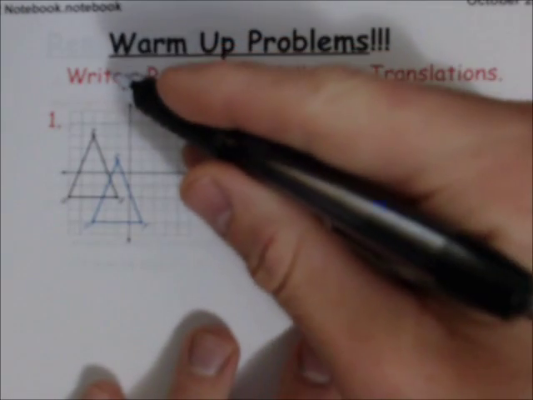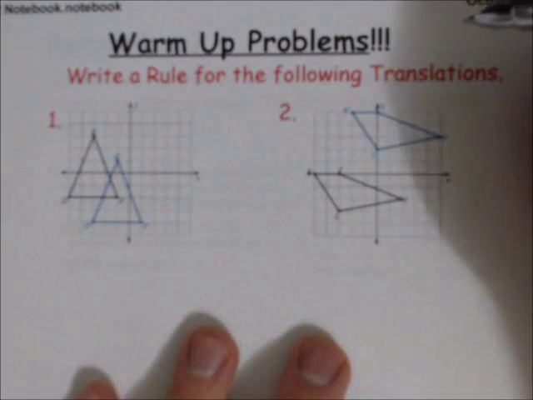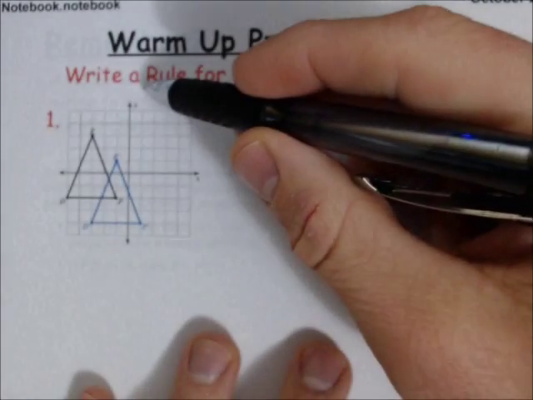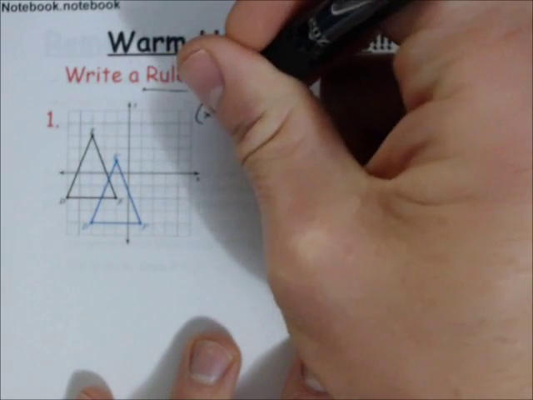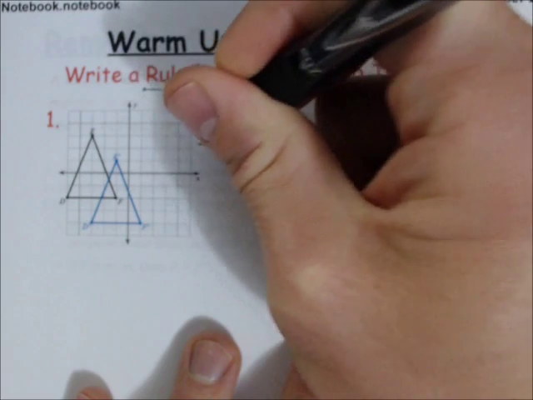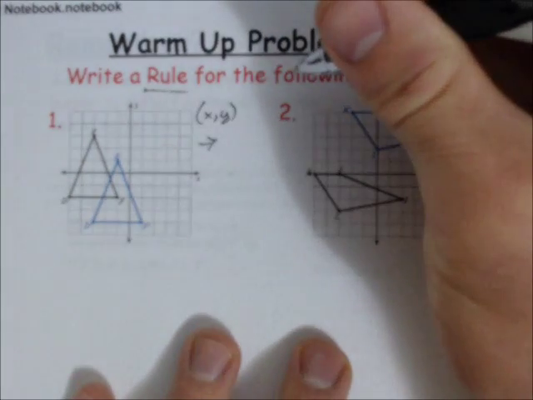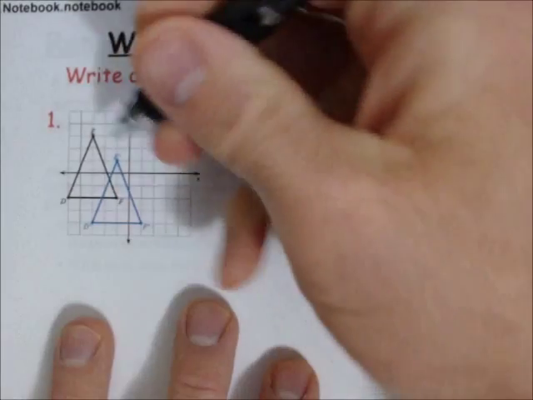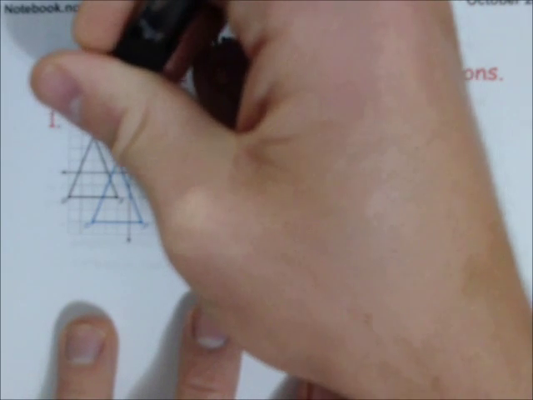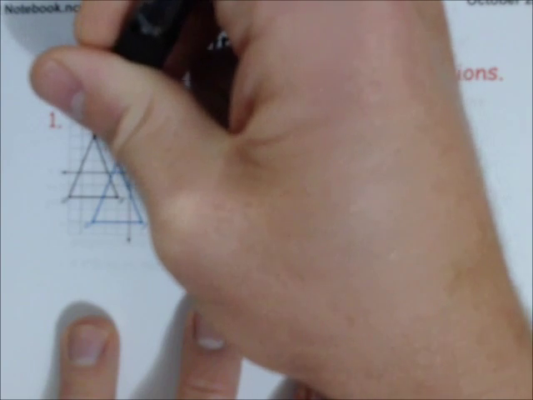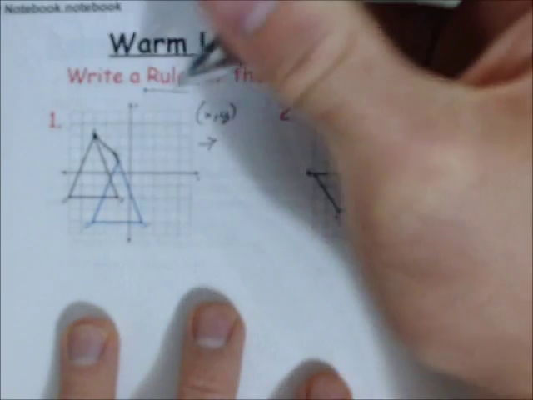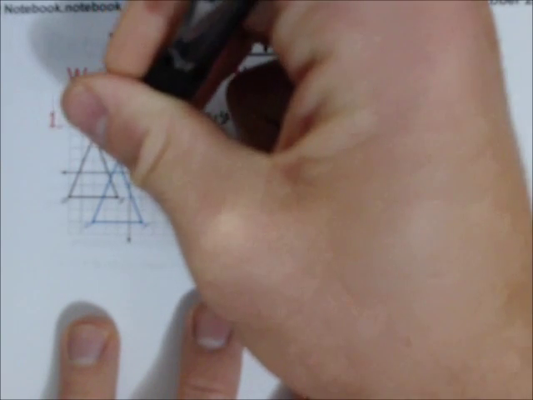First it asks us to write a rule for the following translation. Now remember, our rule is talking about transformation notation. Transformation notation maps one point in the original figure to a new point in the image. If we take a look at number 1, we have E and E prime. E prime is the image, so we're going from E to E prime. We're trying to figure out what is happening to map E to E prime.